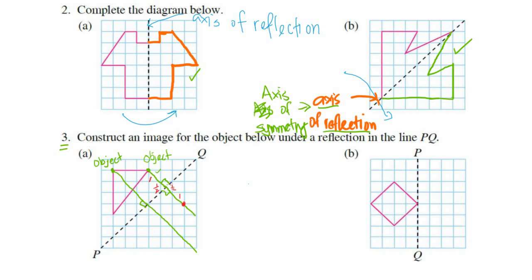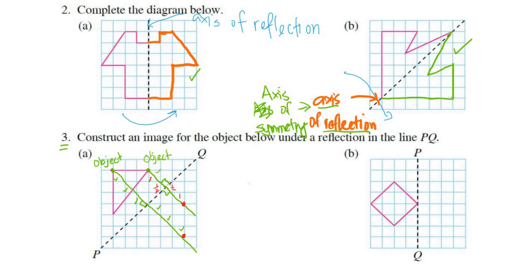So obviously we know that this is 3 diagonal. So on the other side we also count 3 diagonal. 1, 2, 3. So that means the image will be here. So this point is the image for this point. Okay, so we have 2 points already.